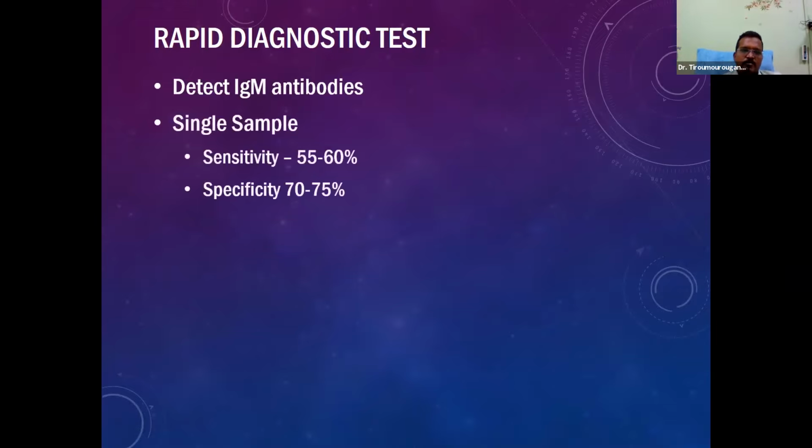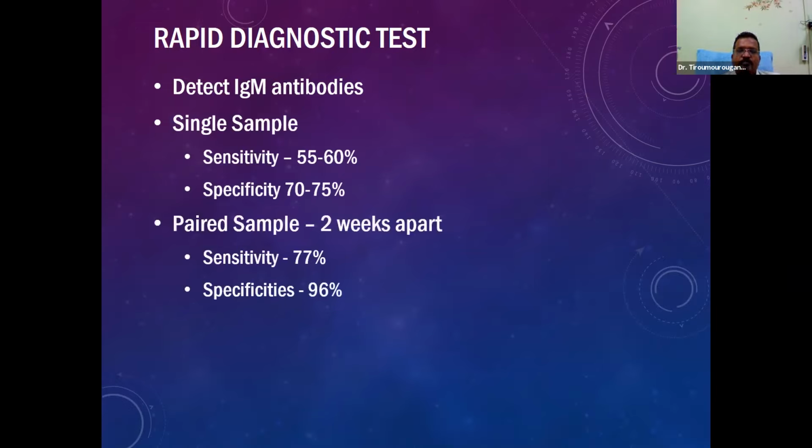So why don't we look for some IgM antibodies? With a single sample, the sensitivity is only about 55 to 60% with any number of tests which we can do, any number of antigens we have tested, whereas specificity is only about 70 to 78%. So if you really want to prove a diagnosis, we have to take a paired sample 2 weeks apart, which would give a sensitivity of 77% and a specificity of 96%.